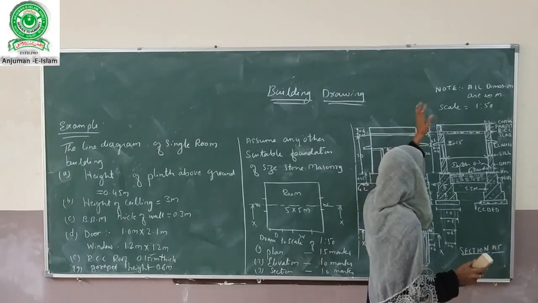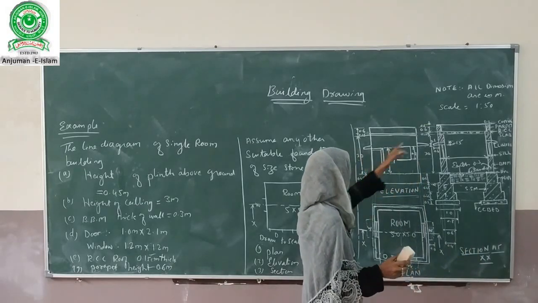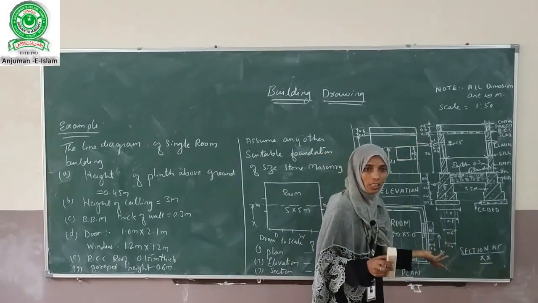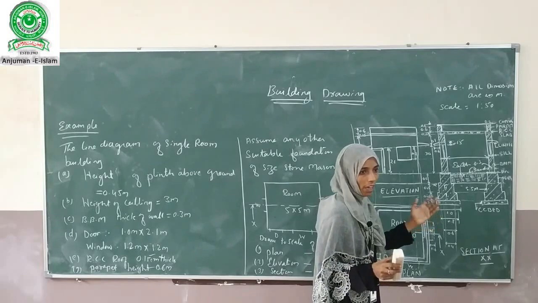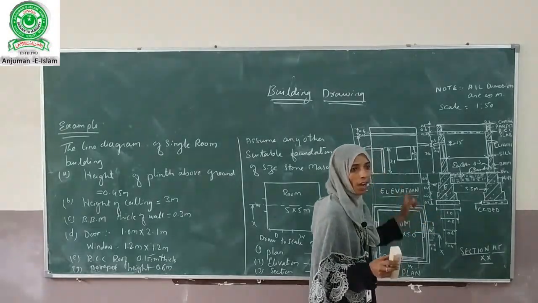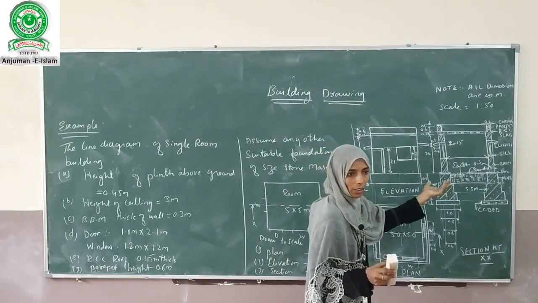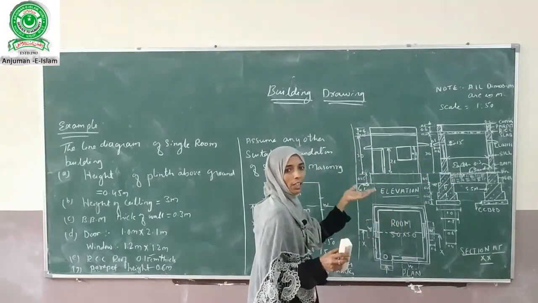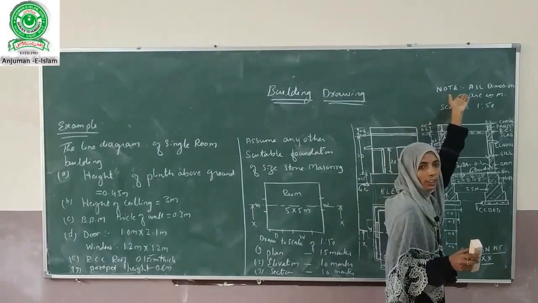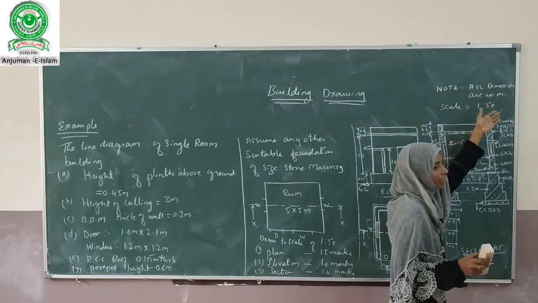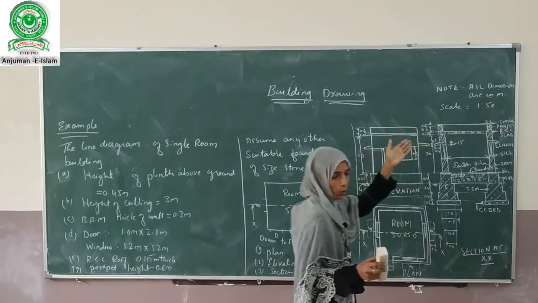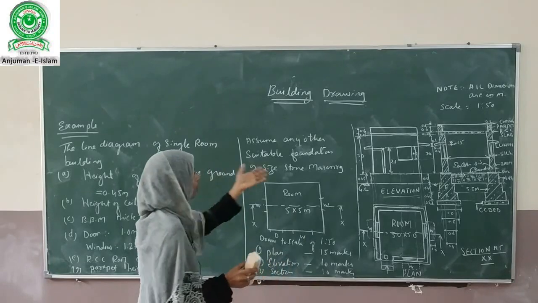And you have to write here, we have not used 0.6. Whether it is a centimeter or a meter, we have not described in the drawings. But you have to write in the note whether it is in a meter or a centimeter. All these dimensions are in a meter only. So we have to write the note that all dimensions are in meters. So this is about the single room building.